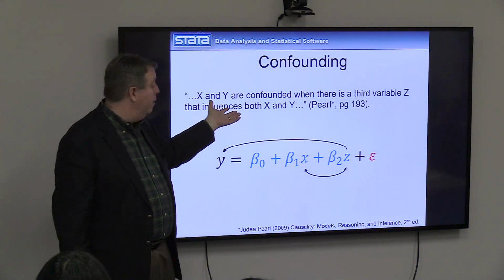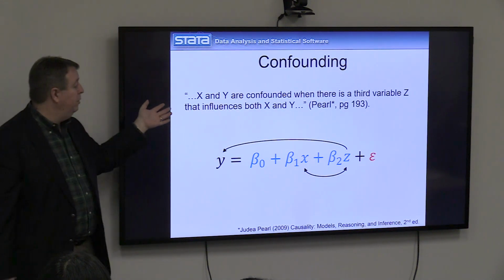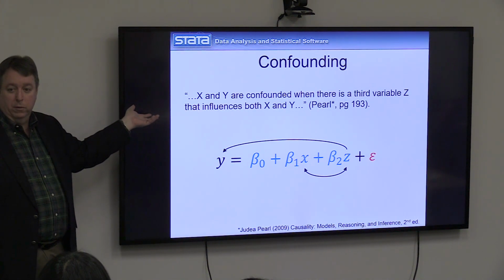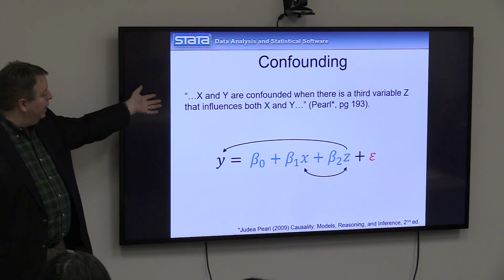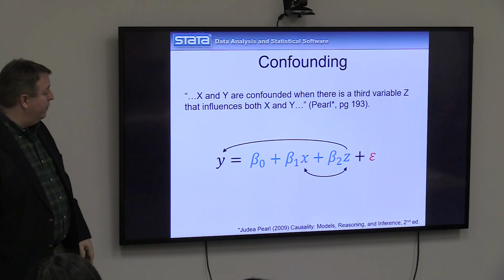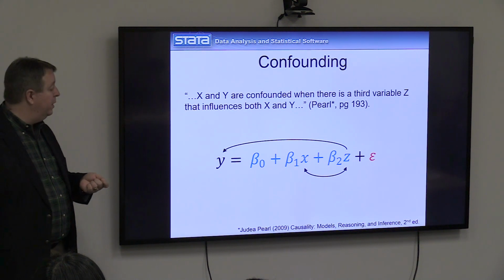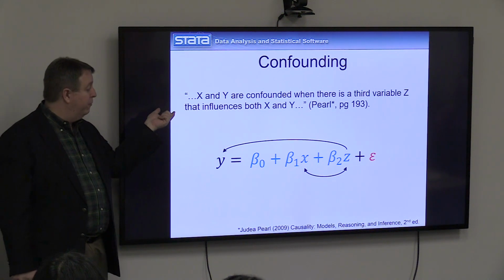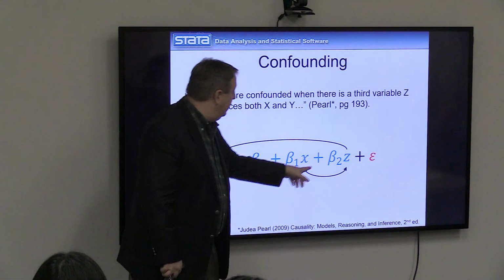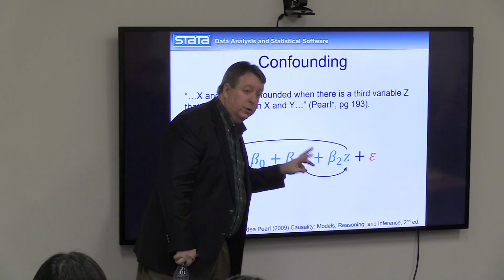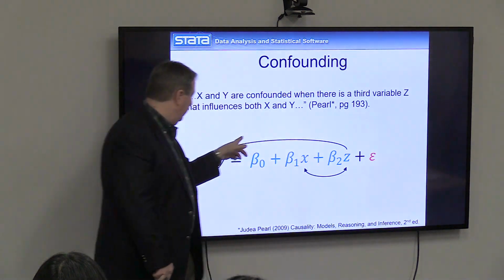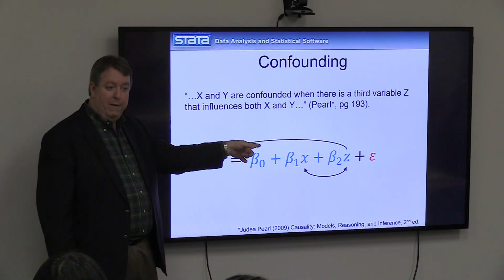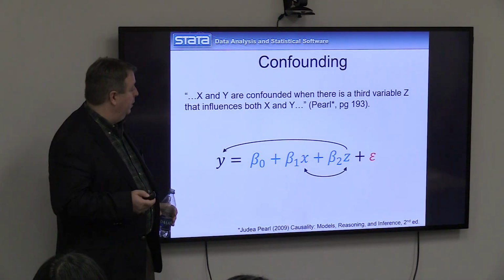So the place I finally found a nice, tidy definition that I can use, oddly enough, is in Judea Pearl's book, if you're familiar with Judea Pearl's writings on causality. And this is quoted right out of his book on causality. X and Y are confounded when there's a third variable z that influences both x and y. That's about as tight of a definition as I could find. And I like this because it's saying that z influences x or is associated with x, and it wouldn't be in the model if we didn't believe it was associated with y. So z is a confounder, according to this definition.